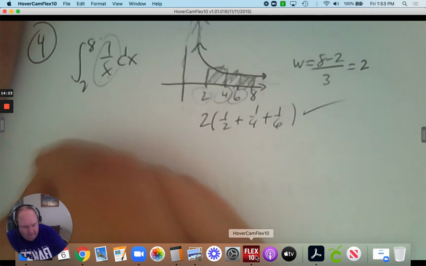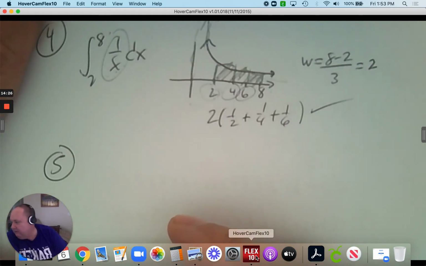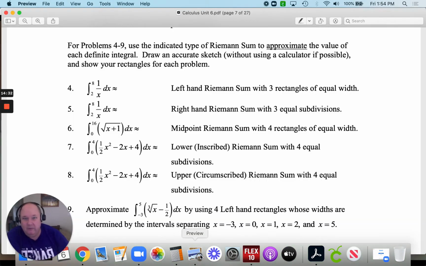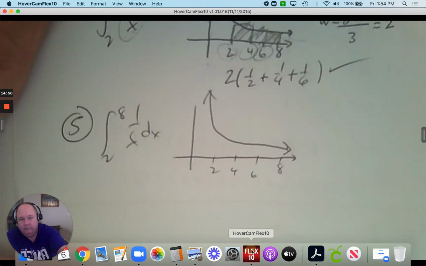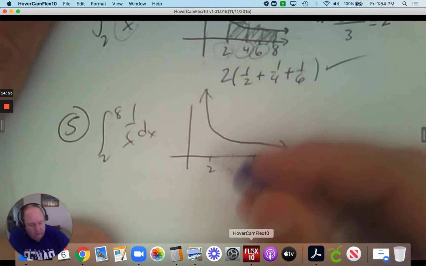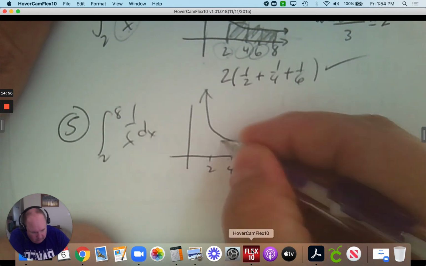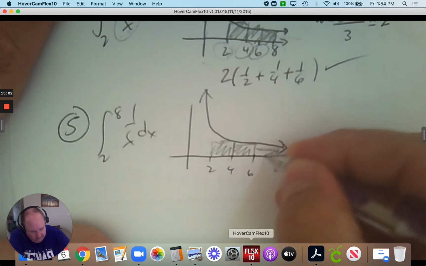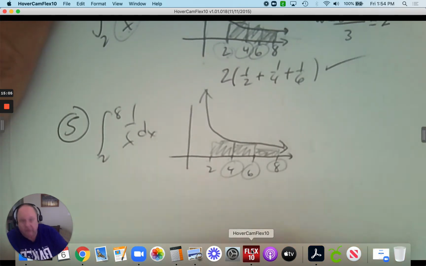Number 5. In number 5, it is the same graph, 2 to 8, but this time it's right. What would that look like? Same estimation, but this time it's the right. So if I use the right between 2 and 8, it's 4. Then it's 6. Then it's 8. So the right would be using 4, 6, and 8 for the heights.